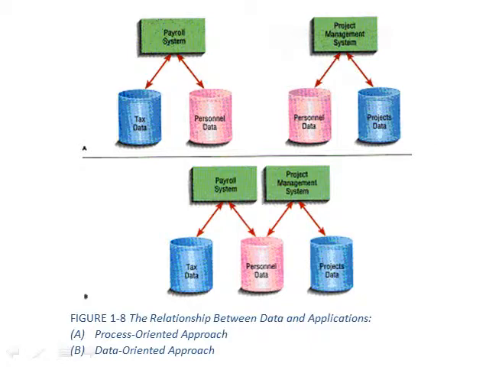Then we have beneath that in B, the data-oriented approach, and there you can see we have the same two payroll and project management systems, but they're accessing the same data. They just happen to be accessing data out of the personnel files that are in one file place. So this system is designed so that we optimize the storage of personnel data, and it only exists in one file within the system and not in multiple files, as was the case in example A.